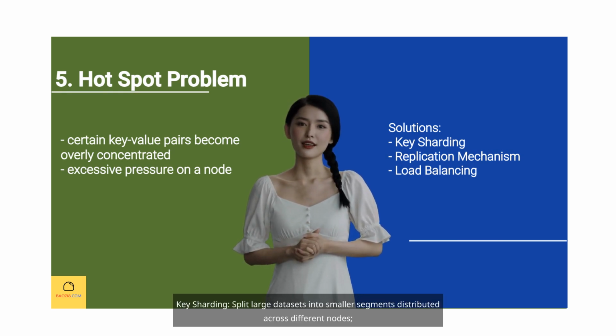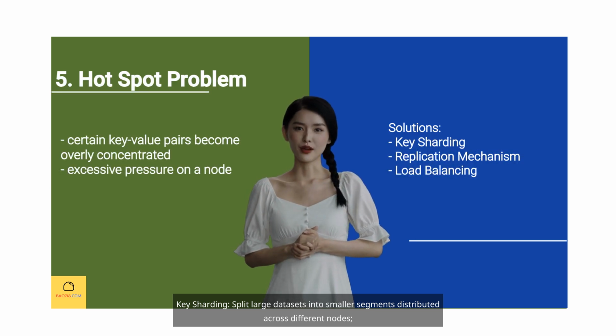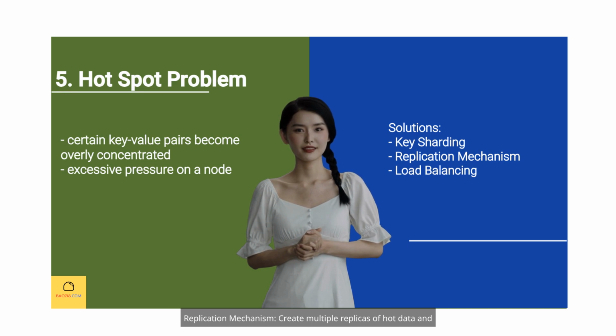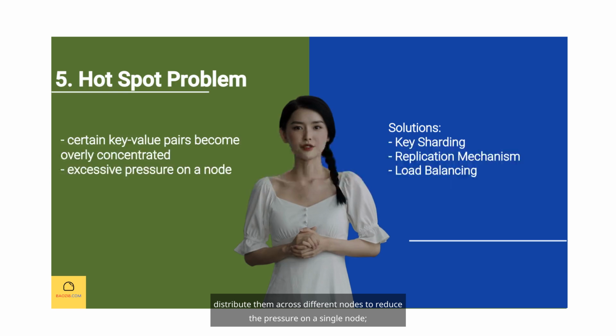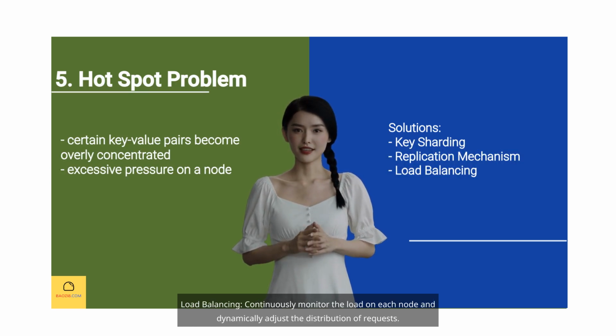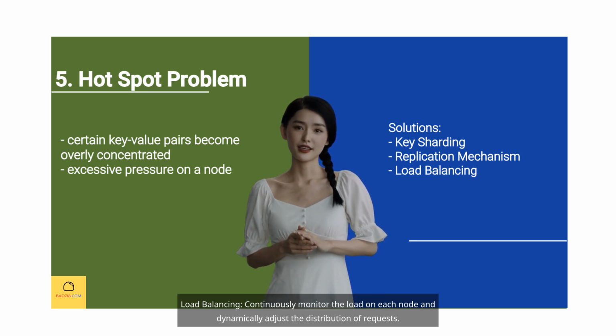Key sharding: split large datasets into smaller segments distributed across different nodes. Replication mechanism: create multiple replicas of hot data and distribute them across different nodes to reduce the pressure on a single node. Load balancing: continuously monitor the load on each node and dynamically adjust the distribution of requests.